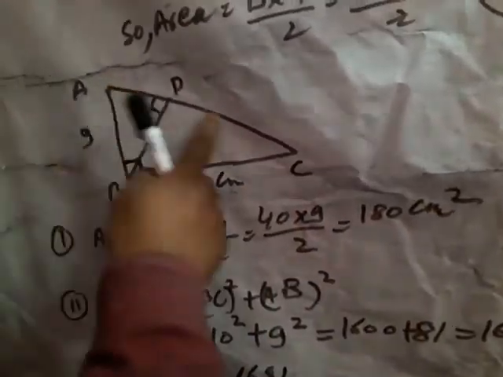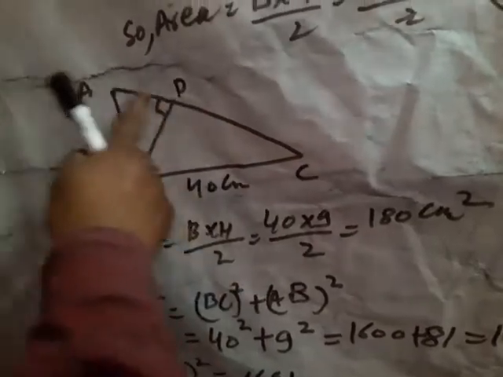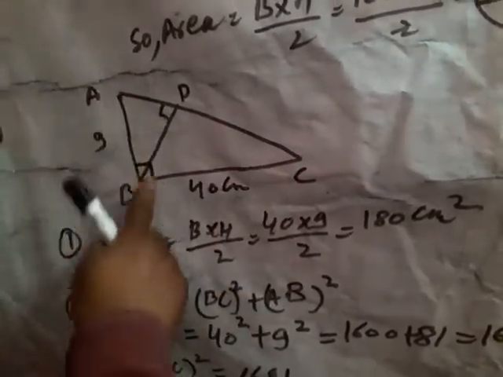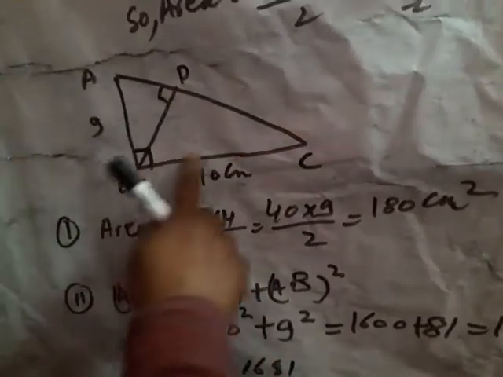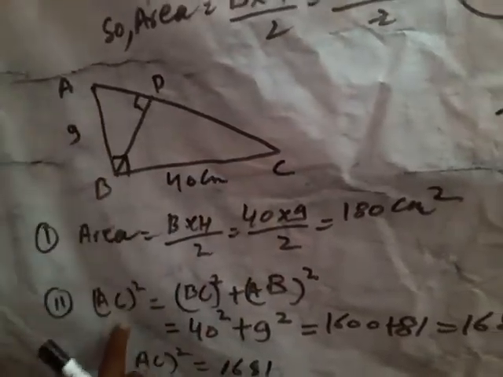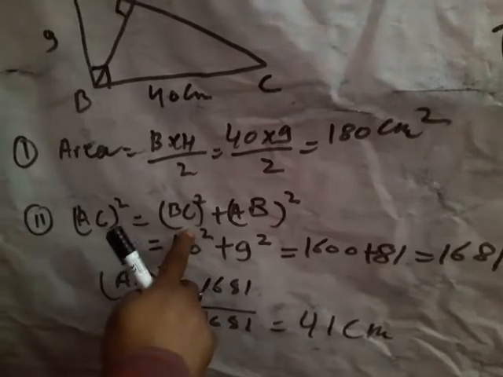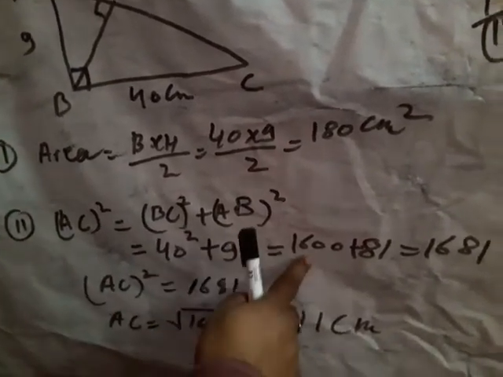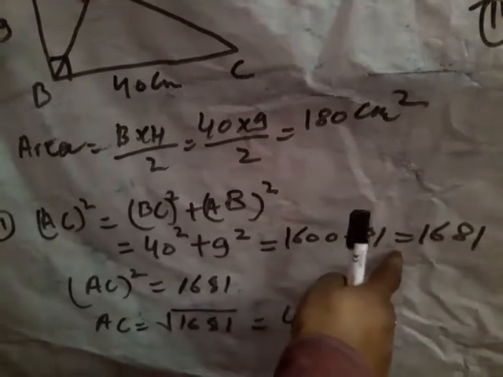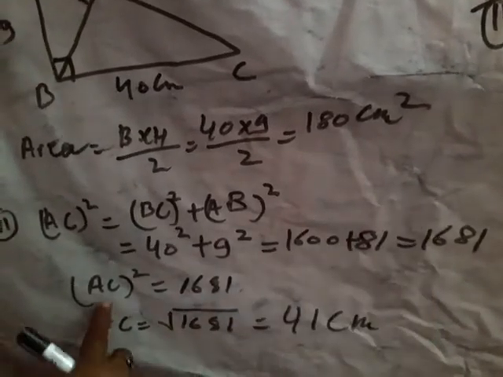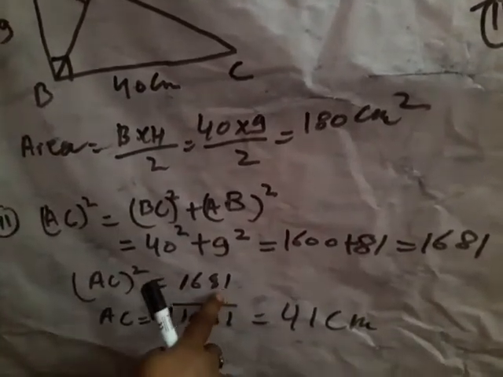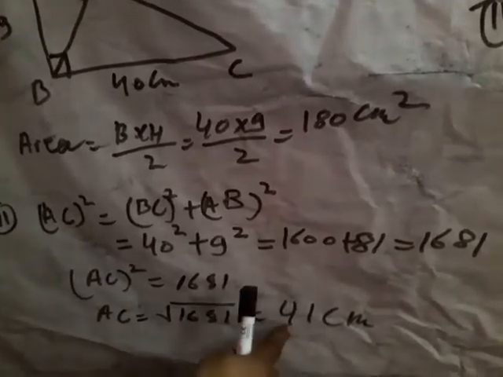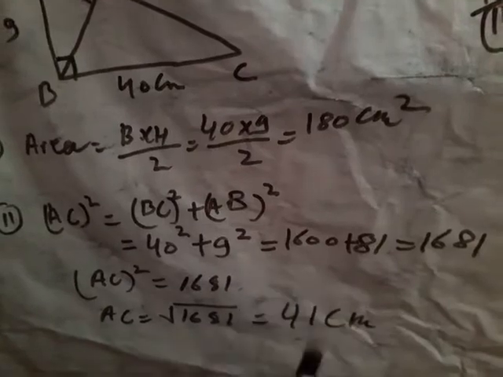Now we have to calculate AC. What is AC? AC is the hypotenuse. So AC square is equal to BC square plus AB square, meaning hypotenuse square is equal to base square plus perpendicular square. BC is 40, so 40 square plus 9 square, 1600 plus 81 is equal to 1681. So AC square is equal to 1681. So AC is equal to its square root, and the square root is 41 centimeter.